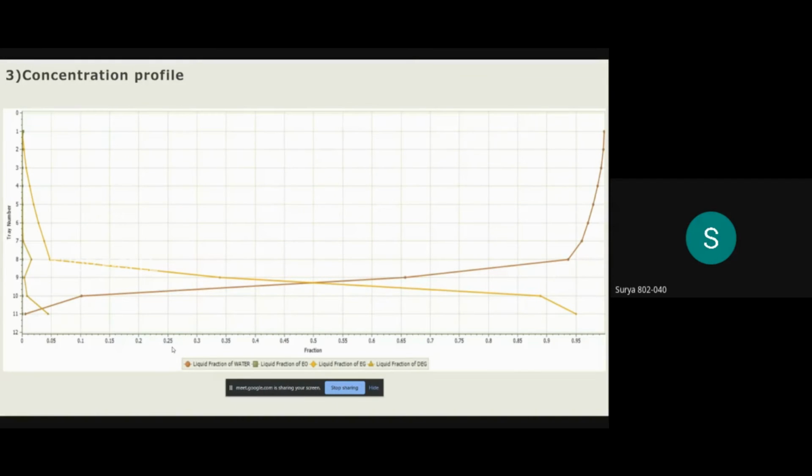The concentration profile. In the concentration profile, we can observe that as we move down the column, that is from tray 1 to tray 12, the concentration of water is decreasing to a negligible amount. Whereas the concentration of ethylene glycol, which is our desired product, is reaching 0.95 or 95% purity. And in the graph, the concentration of ethylene oxide is not visible because of the scale. That is, the concentration of ethylene oxide was maintained very low in order to suppress the unwanted side reaction, which produces diethylene glycol.